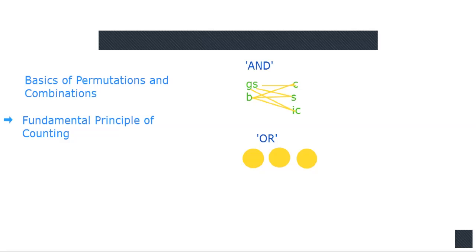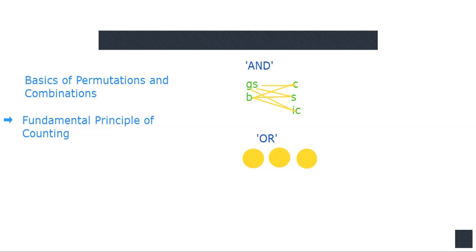the fundamental principle of counting. Just to save your time, I have already made these diagrams in order to understand this fundamental principle of counting well. It basically states that if there are n number of ways to do one thing and m number of ways to do another thing, then there are n into m number of ways to do both the things.